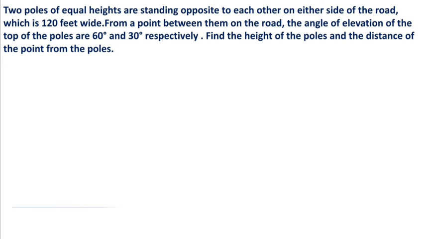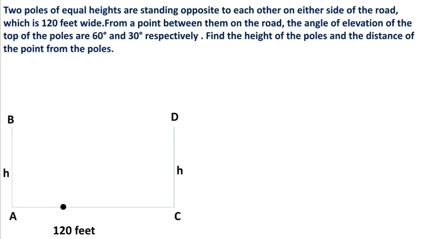Assume that this line represents the road. Here AC is the road, and given that the width of the road is 120 feet, that means the total length AC is 120 feet. And after that, consider this line AB which represents one pole, and the height of the pole is H, and take another line CD. Here CD represents the other pole, and the height of CD also equals H.